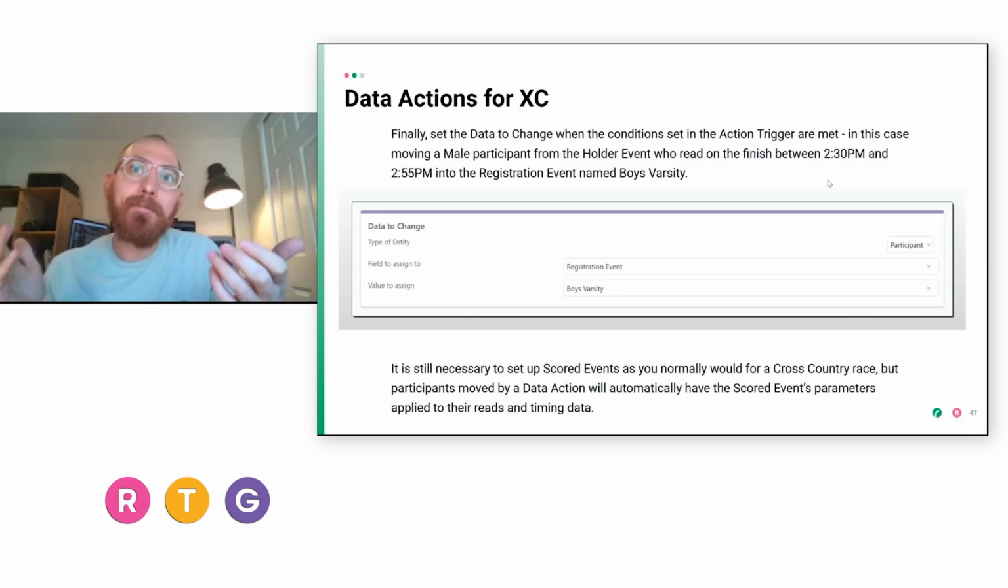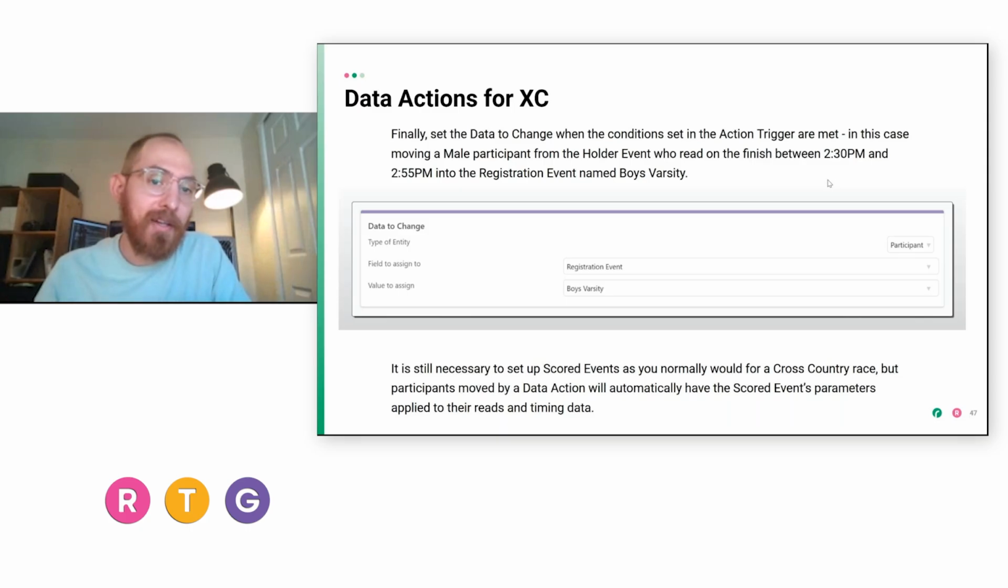So a lot of times I set this up as data checks for cross country as well. If you're not sure if you got it right the first time you do it, it's less destructive. Things don't go totally sideways if you mess it up. It just requires a little bit more clicking, a little bit more manual intervention.